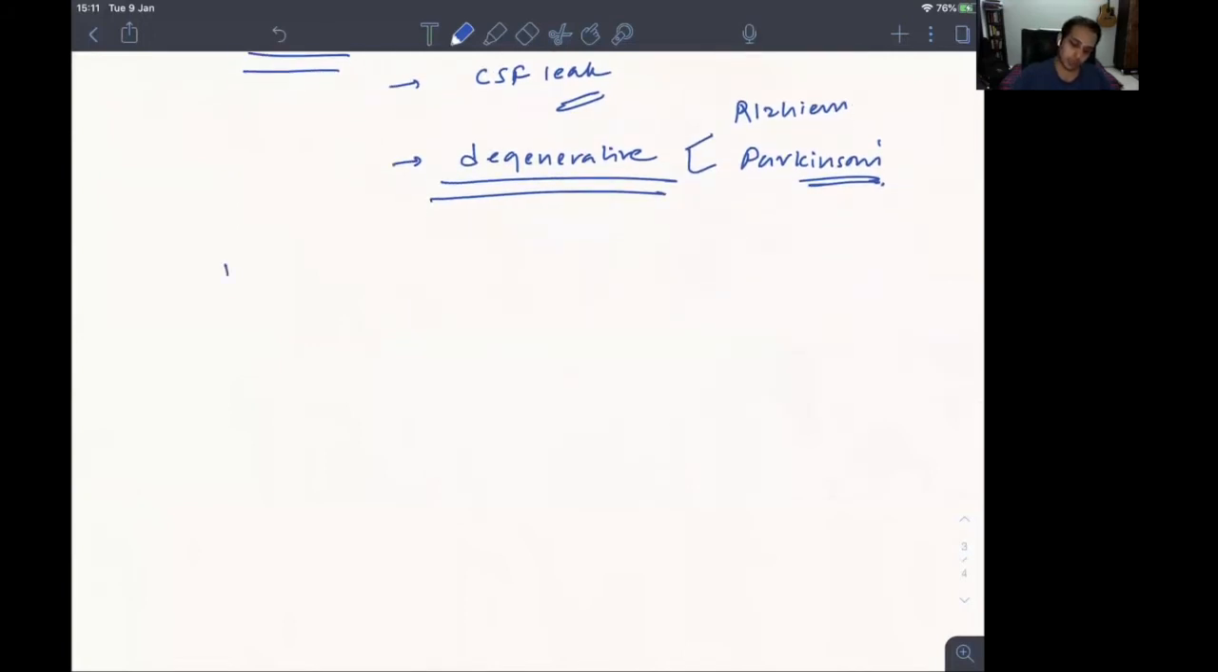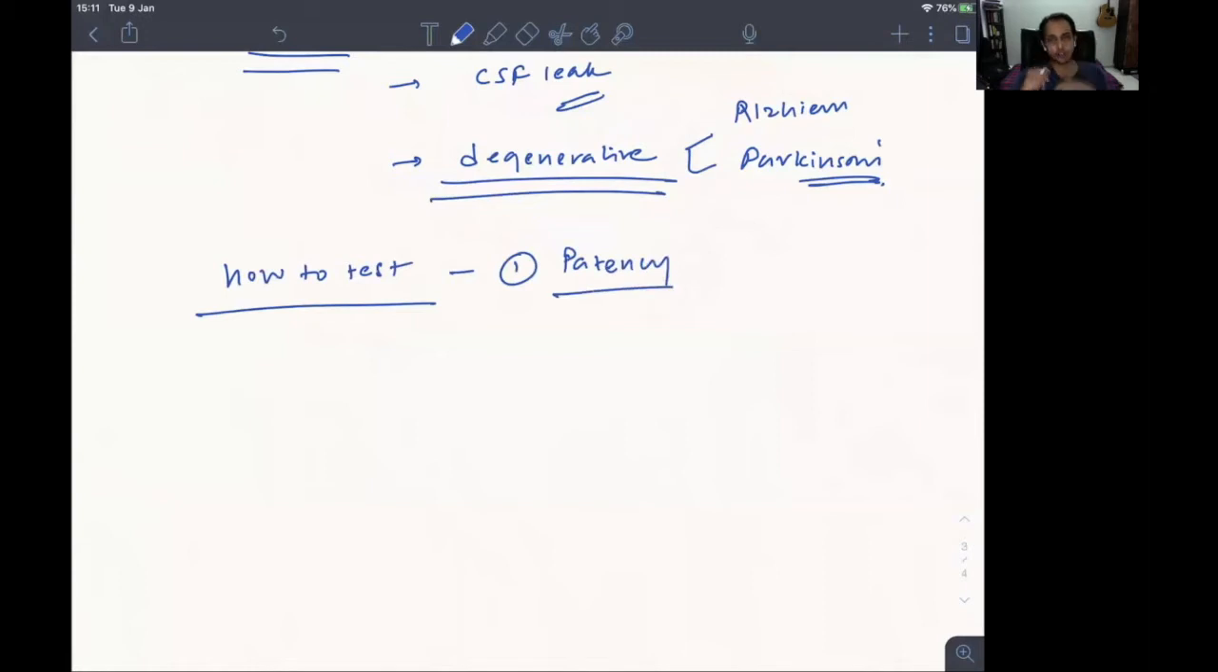Now, how do you do it? How to test? Step one is to check for patency. So you check for patency of your nostrils. You close each nostril, put a cotton fiber in front of the nostril, and you ask the patient to breathe, and you see if it moves. And if it's moving, then at least your patency is normal. And next you check for each side individually.